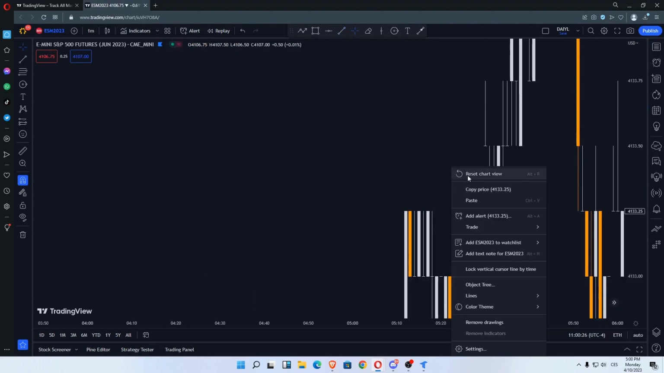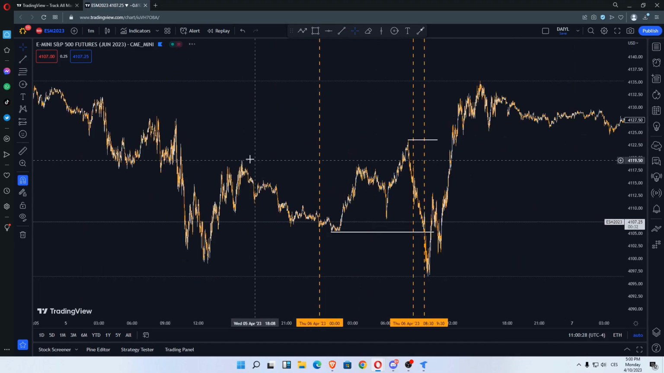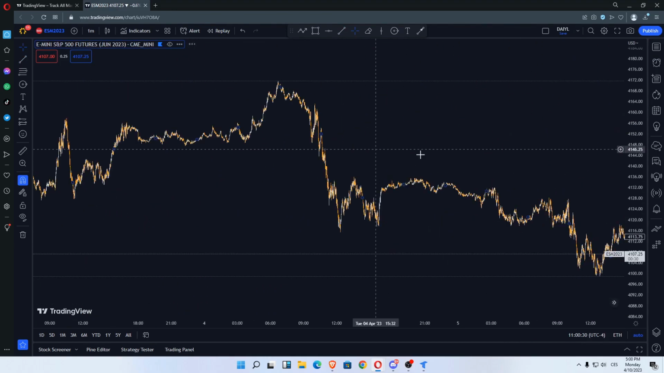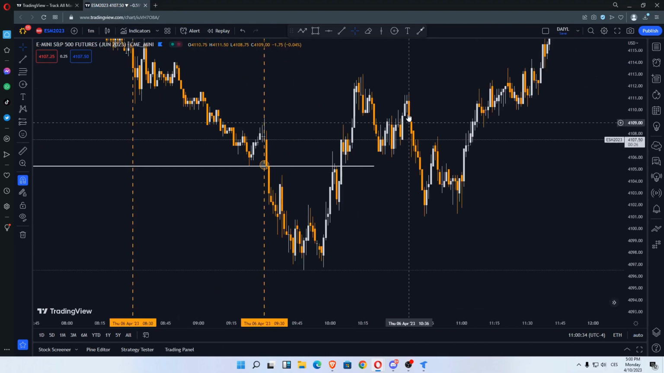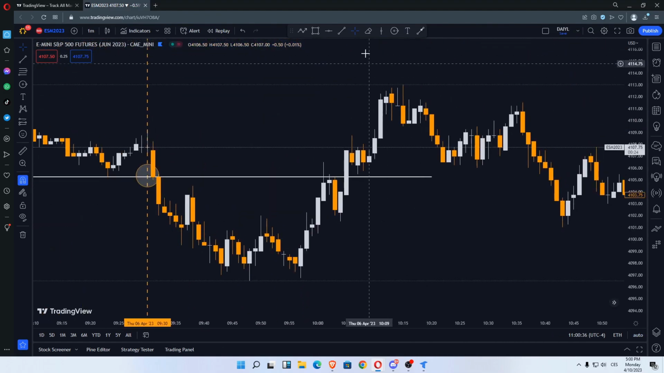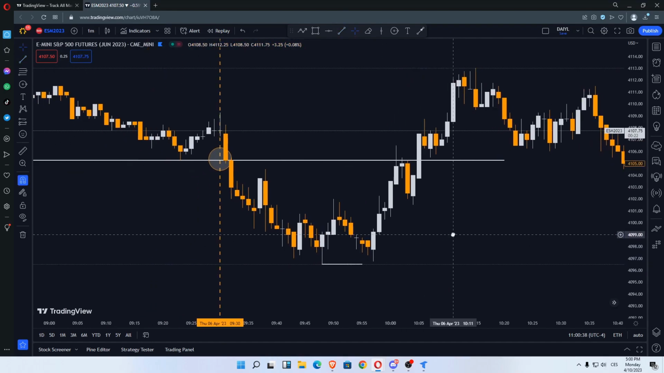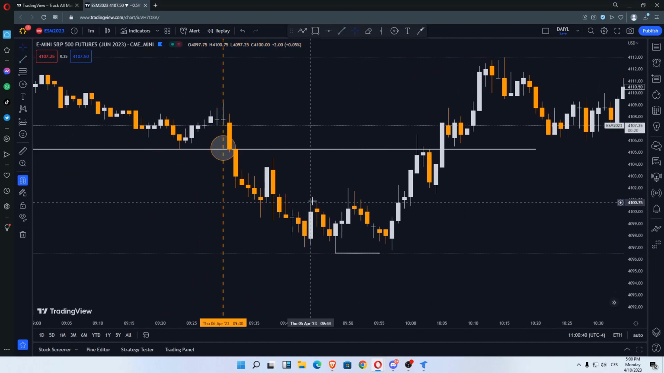So our lowest, whoops, accidentally went to the wrong chart somehow. I was going to pick here. So we get the lowest low here. Now we get this high here.